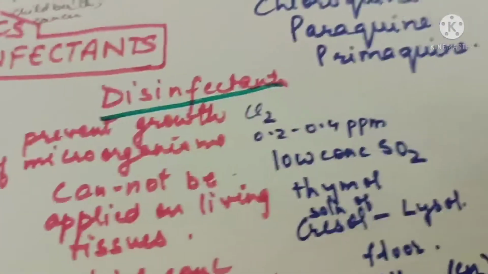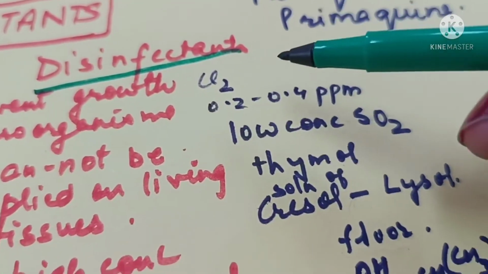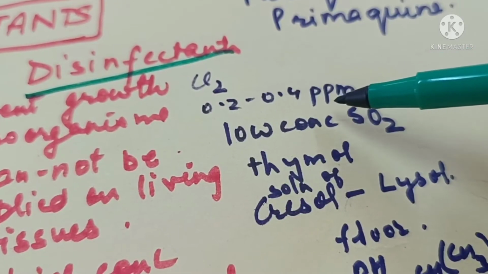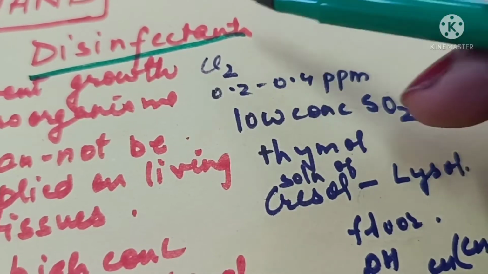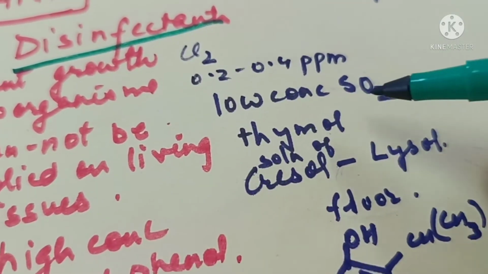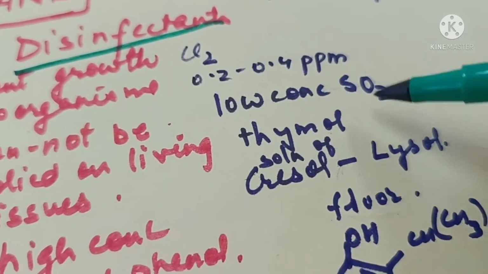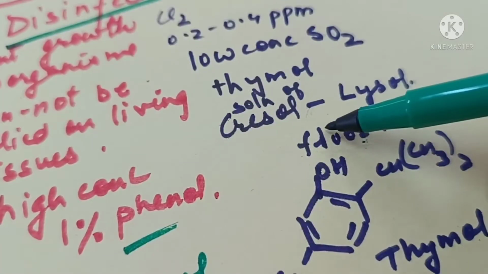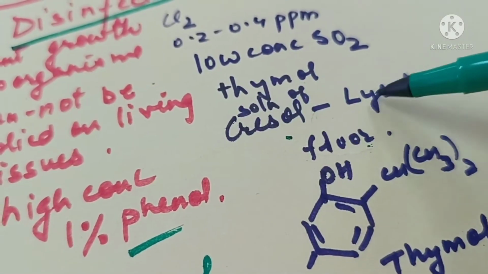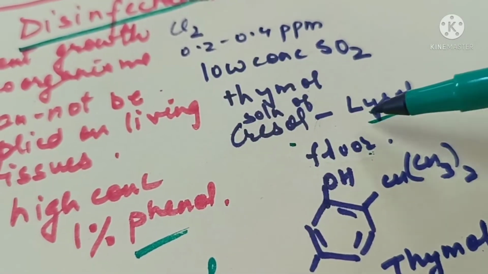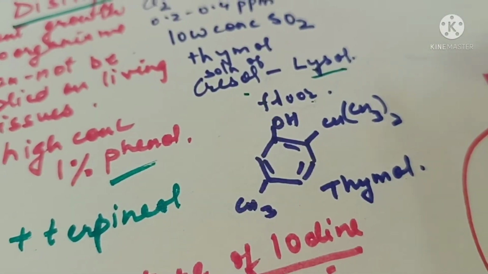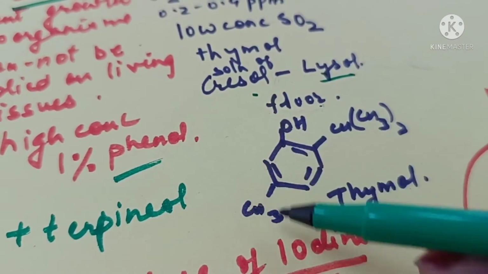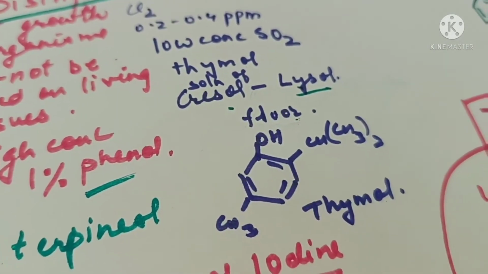Then some examples of disinfectants are chlorine. In low concentration it can be used to sterilize water. In higher concentration, it will be disinfectant. Low concentration of sulfur dioxide. Then thymol, it is a solution of cresol. Lysol is used in cleaning floors. So this is a disinfectant. This is the structure of thymol.